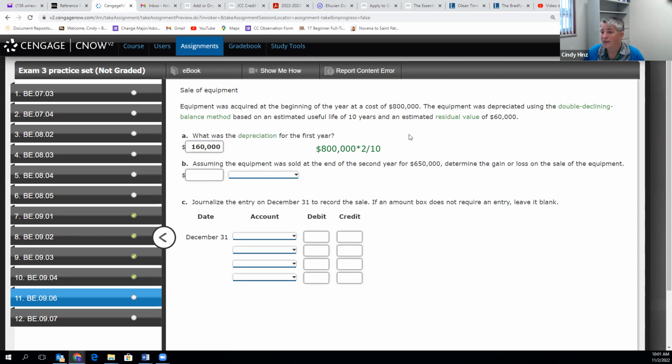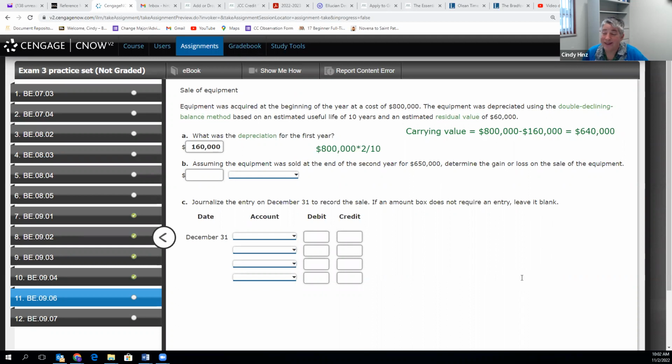So the question does not ask us this, but we'll need it for the next part. So I'm just going to put another note over here. At the end of the first year, the carrying value is the original or historical cost of $800,000 minus the depreciation we reported in that first year. And so the carrying value at the end of year 1 would be $640,000.